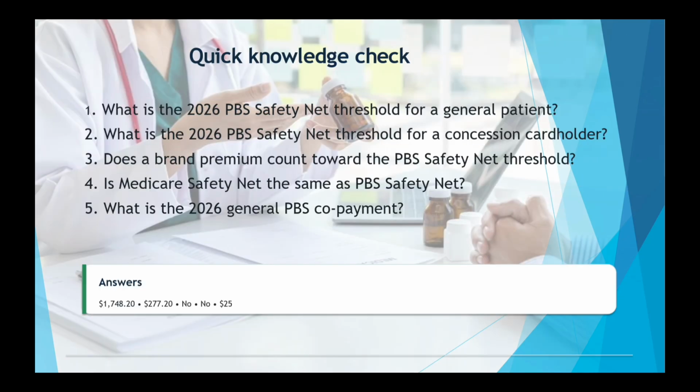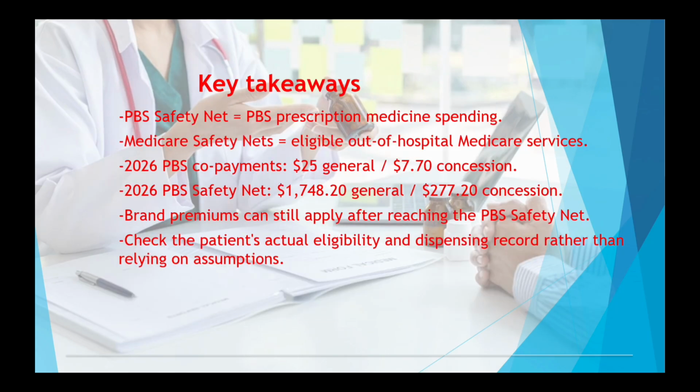Okay, there is the quick knowledge check. What is the 2026 PBS safety net threshold for the general patient? I have already covered that one. It's $1,748.20. What is the 2026 PBS safety net threshold for a concessional card holder? It is $277.20. Does a brand premium count towards the safety net threshold? No. Is the Medicare safety net the same as the PBS safety net? No. And what is the 2026 general PBS co-payment? It is $25. Previously it was $31.50, I think. Yeah, 31 something.